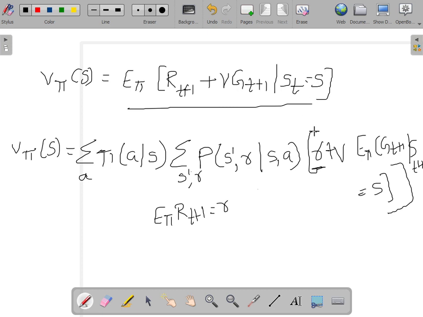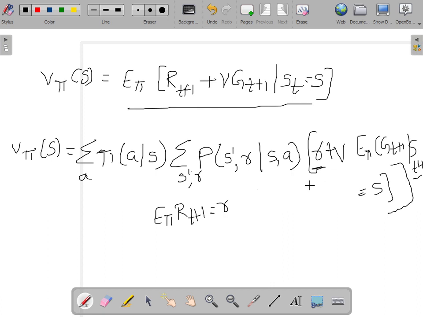This is the expected value at the state at time t plus 1. As it is t plus 1, not t, that's why we are updating S t plus 1 instead of taking S t here. So S of t plus 1, and in this way we have got the equation.